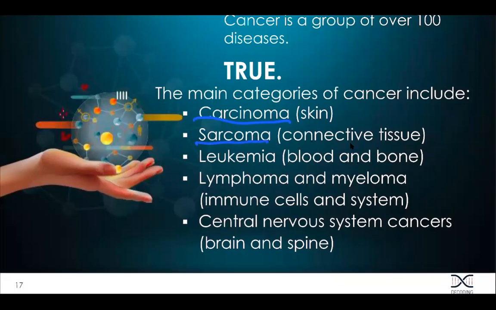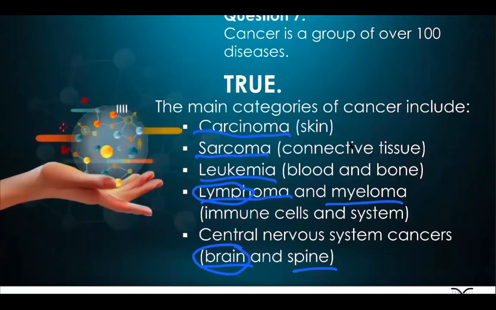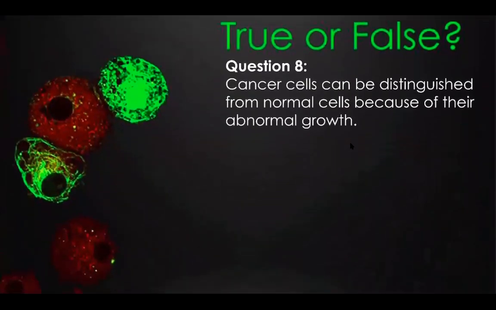Sarcomas is in the connective tissue, so that's everything from muscle to bone. Leukemia is in your blood and in your bone marrow. Lymphomas and myelomas, if you hear that word lymph, that's the immune system and in your lymph nodes. And then central nervous system cancers, like in the brain and the spine. Brain cancer in particular is not a good diagnosis to receive, but it comes in various forms, and there's different treatments and therapies for all of those.